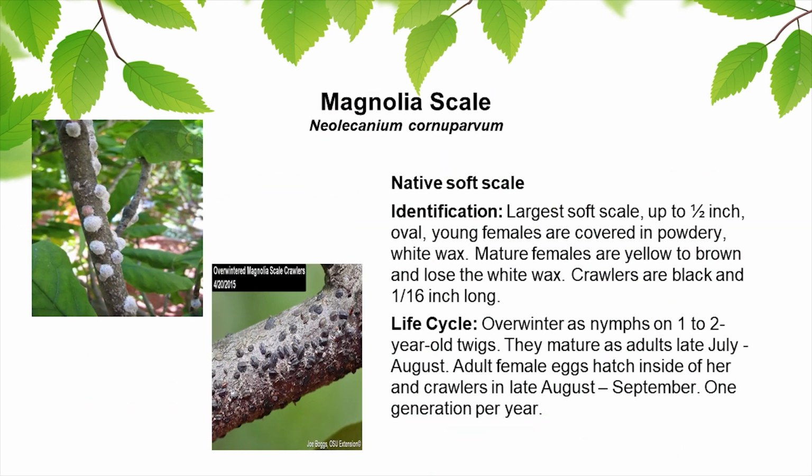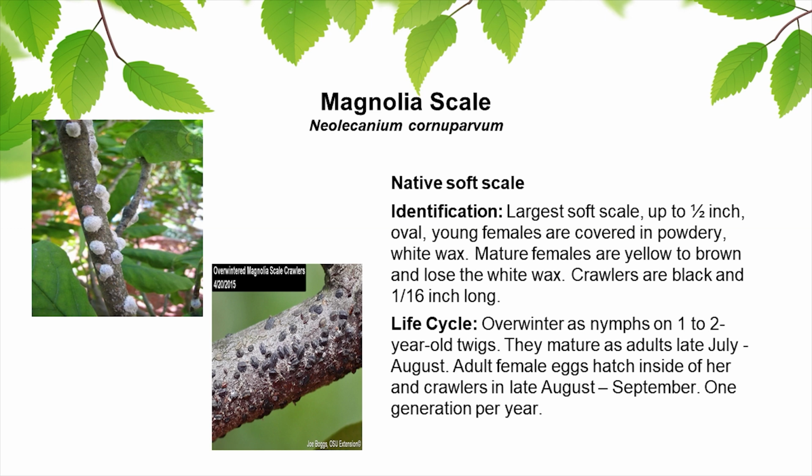Magnolia Scale. Magnolia Scale is a soft scale that is native to the United States. Magnolia Scale is one of the largest scale insects in the United States. Adult females are up to 1/2 of an inch long, convex with an oval shape. The young females are pinkish-orange and covered in a powdery white wax. Mature females are yellow to brown in color. They are not covered with the white wax.